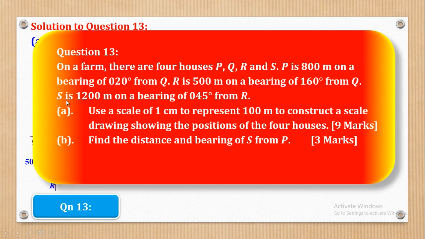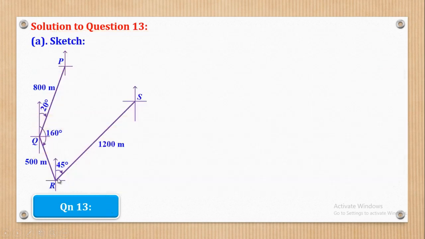Then they told us that S is 1200 meters on a bearing of 045 degrees from R. That means you come at R, the north is here, measure 45 degrees in a clockwise direction. Where you stop, you draw a line. Where it stops, that is where S is. When you reach S, you also draw a compass direction. So now this is our sketch, and this is basically what we are going to draw accurately.